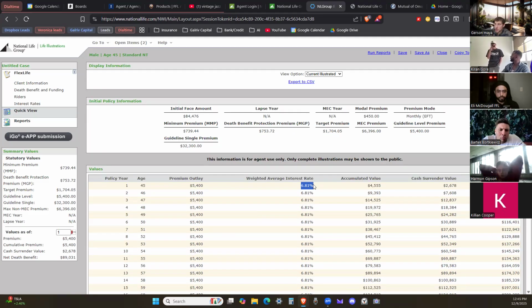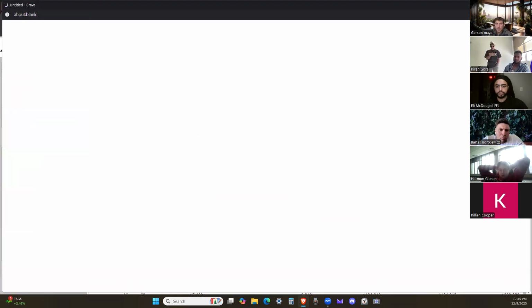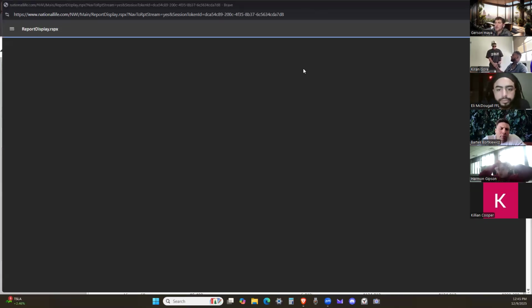This illustration is showing a 6.8% interest rate. When you press run reports, you should still be able to see that. Yep, it's loading. What if they want a lump sum?